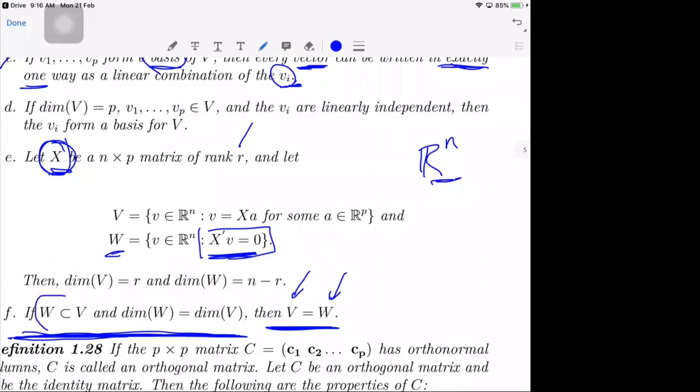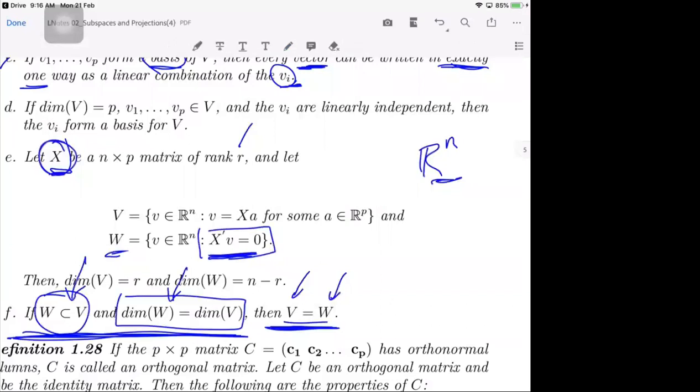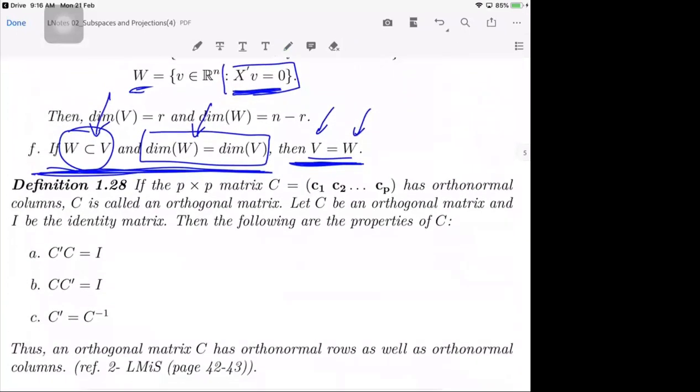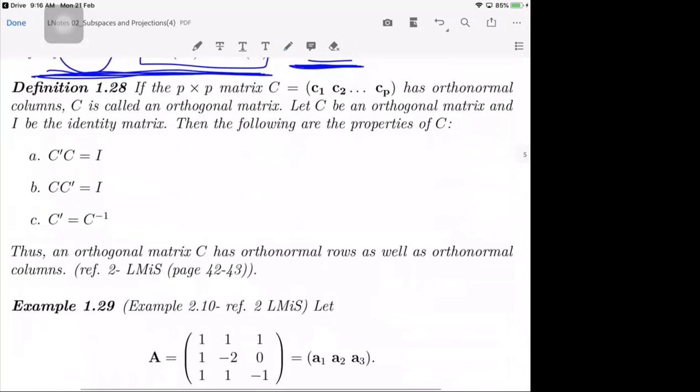First, you have to show that W is a subset of V, and you have to show that the dimension of W is equal to the dimension of V. So if you can show these two assumptions, then you can automatically conclude that V is equal to W. So those are some important results in linear algebra. We will not prove that, but you should be familiar with it.